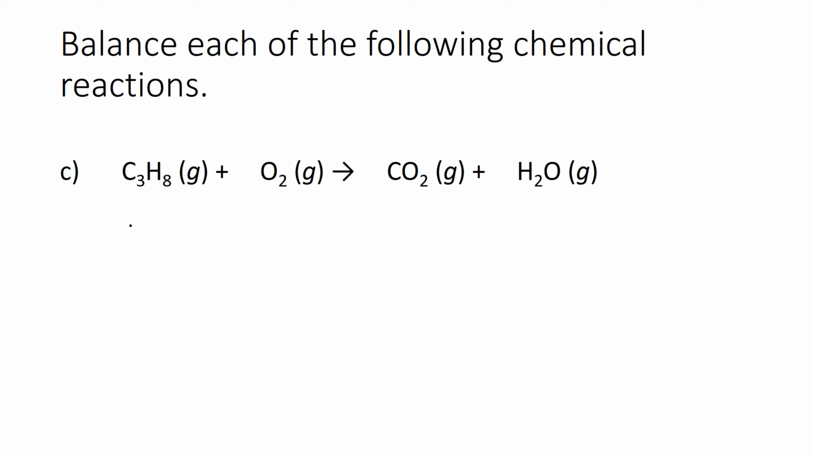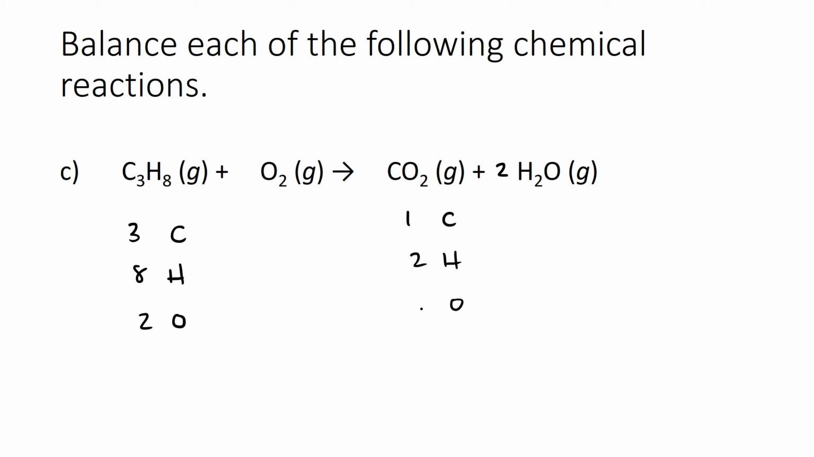For part C, we have 3 carbons, 8 hydrogens, 2 oxygens, 1 carbon, 2 hydrogens, and 3 oxygens. I'm going to start out by putting a 2 in front of this water molecule because I want to make this number of oxygens even, because I know at the end I'll be easily able to balance the oxygens over here.